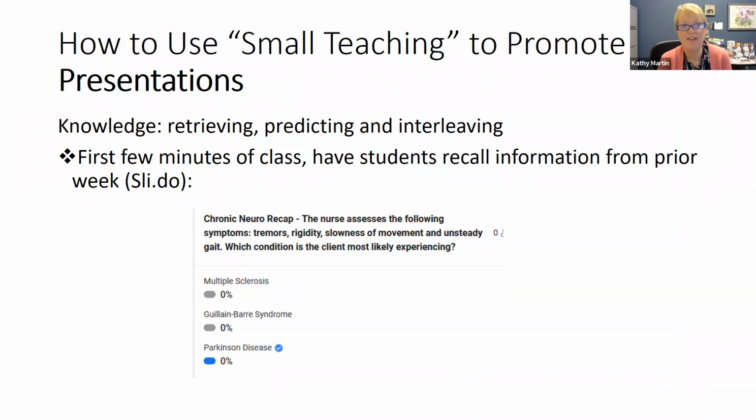Another example was how I placed this at the beginning of a presentation to allow the students to practice retrieving information. This was an opening question from content from the previous week, and I gave it a name that they would recognize, chronic neuro recap, so that they could know that, okay, this is information from last week, and Dr. Martin wants us to recall this information.